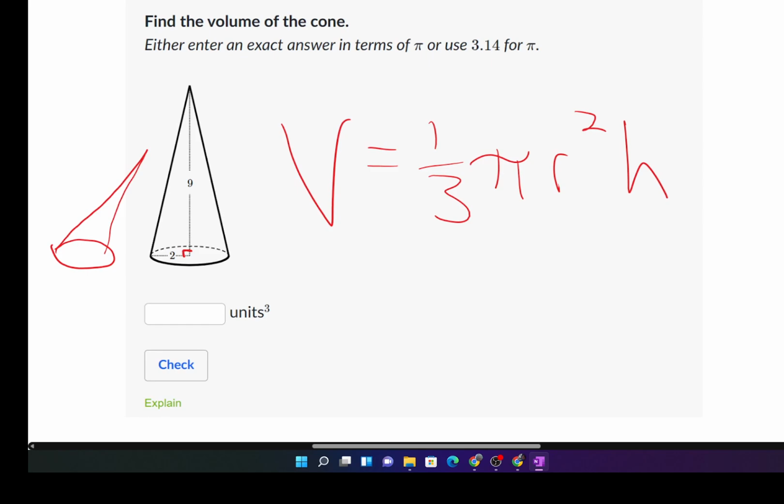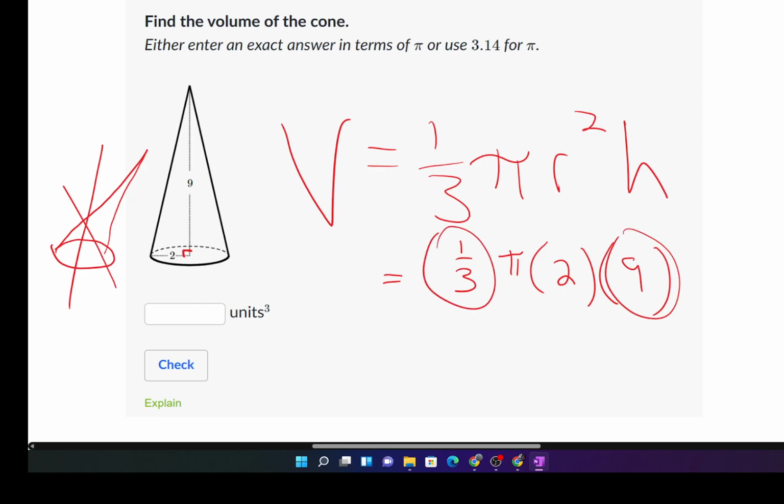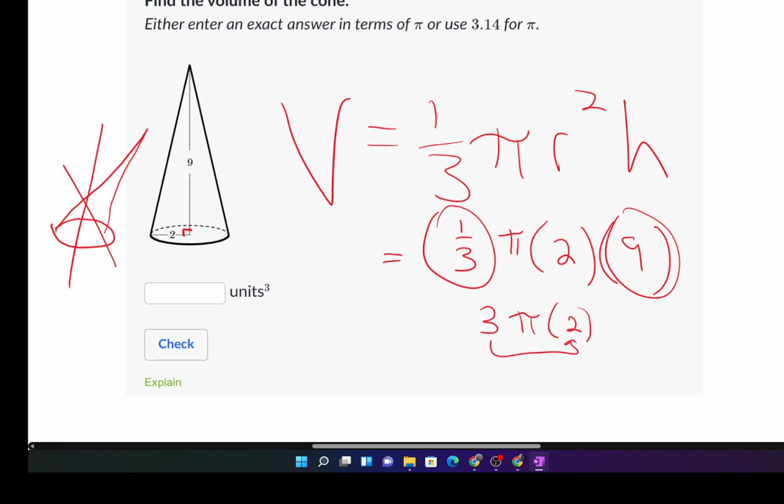That's not slanted. No, we don't have a slanted. We have a right cone. So then my radius is going to be 2 and my height is going to be 9. And there's a pi here and there's a 1/3 here. And by the way, 1/3 of 9 is the same thing as 3. And there's a pi still times that 2. And so I'm saying that I need to multiply those together and I'm going to get 6 pi.